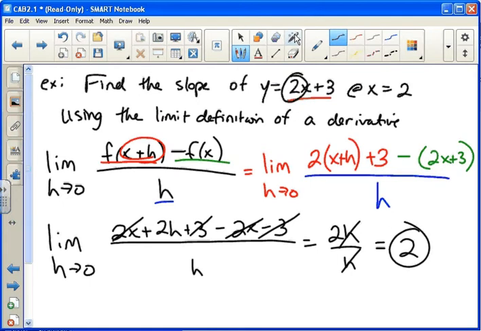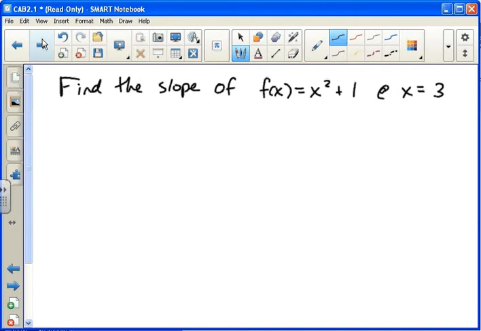So let's move on to a more difficult example where calculus is actually helpful. Find the slope of this at x equals 3. So now we have a parabola. So this is all new for us. Unless you've taken calculus before, you've certainly never found the derivative, or the slope, on a curve. So we're going to be finding the slope right here at 3.